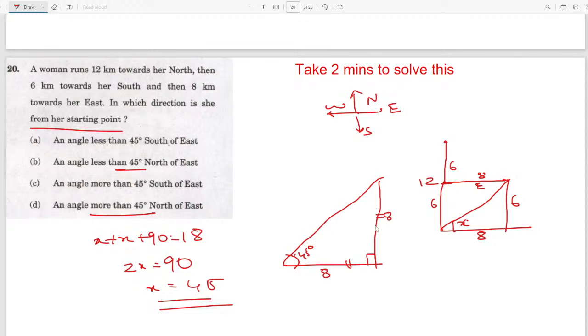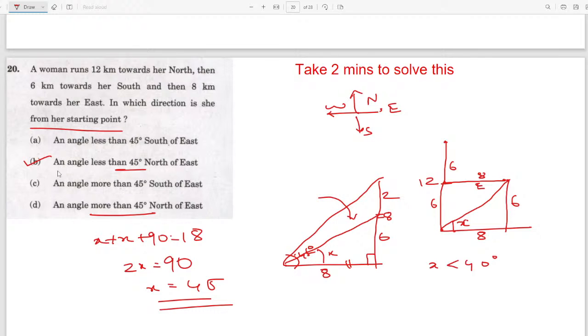If this is 45, but here this side is 6, it is less than this. So this should bend. This side should bend, and this would be somewhere here, 6. This is 6 and this is 2. If this line has come down, then this angle x is less than 45. So the correct answer is option D. Northeast, an angle less than 45.